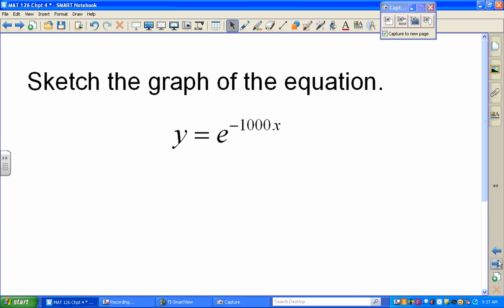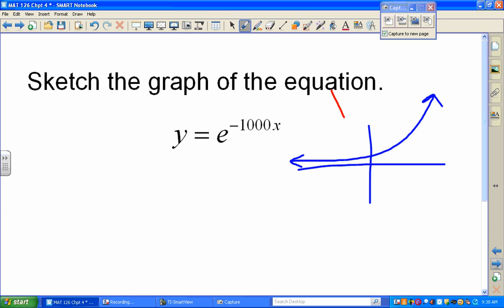Sketch the graph of the equation. This one's not going to be difficult. The negative is going to flip it over what? All right, here's the e to the x. It looks like this. Hey, it works. It says at 40. Good. What's the negative going to do? Flip it over the what? Yeah, it flips over the y-axis, doesn't it?